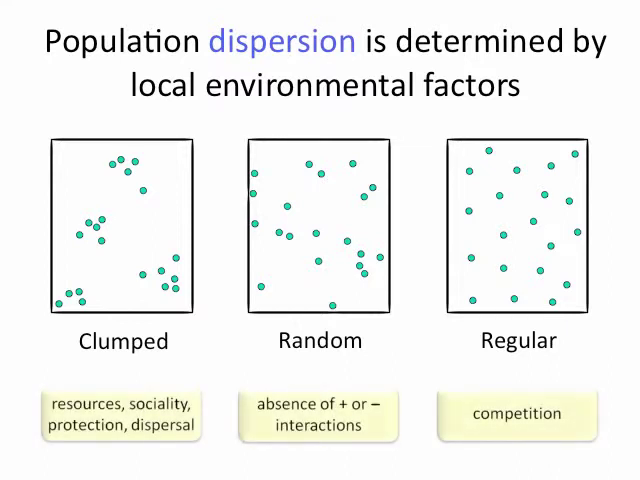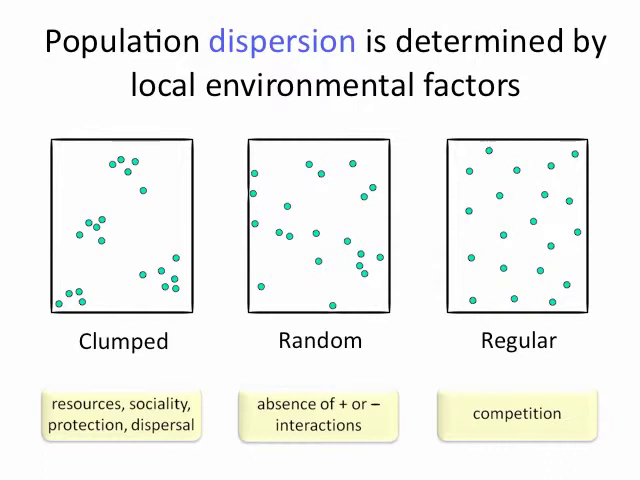Okay, so at the scale of the individual, we refer to the patterning of individuals at this very local scale as dispersion. This is determined by a number of different environmental factors, and we'll talk about this in a second. Dispersion is how individuals of species are patterned in space, whether randomly spaced or clustered in some way.